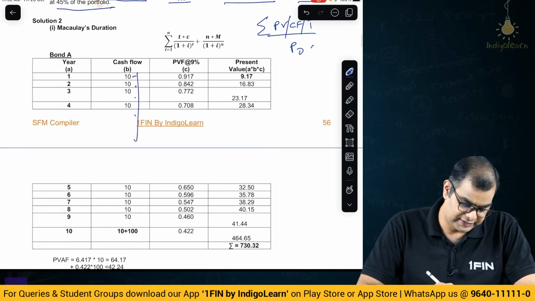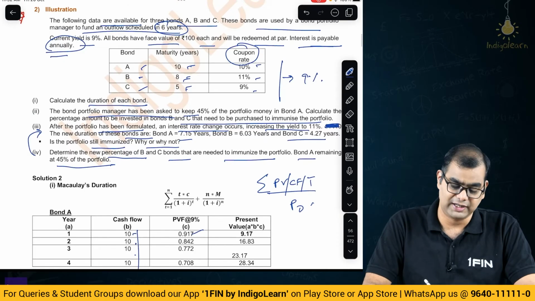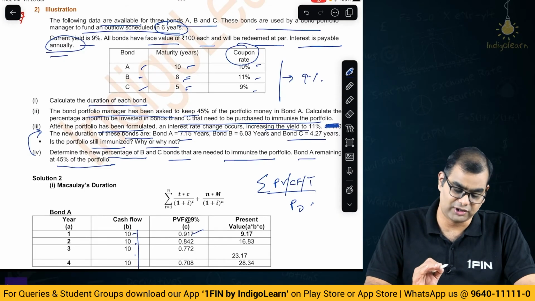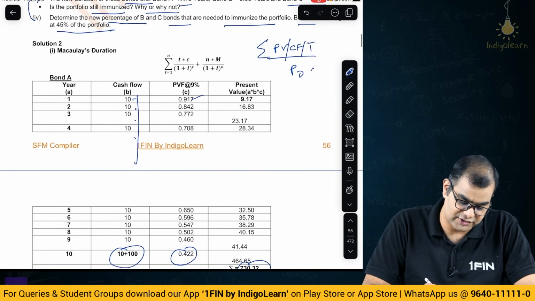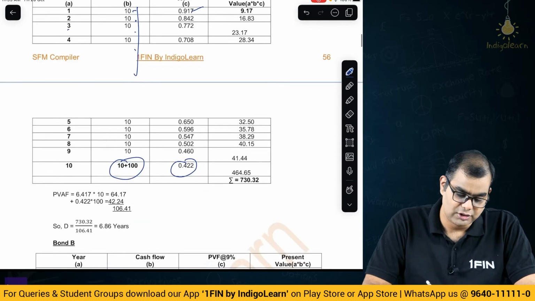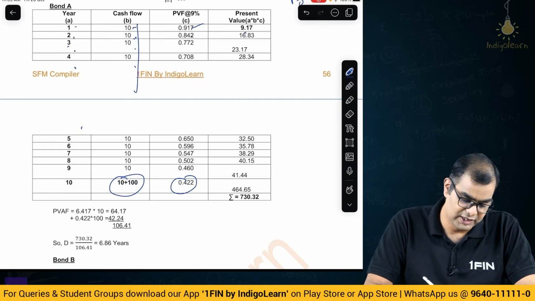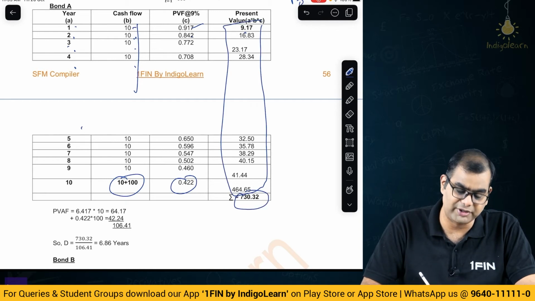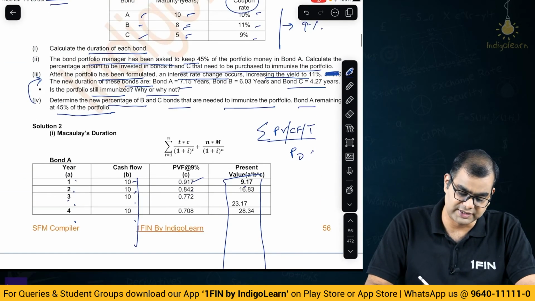So every year you have 10 and in the last year you have 110. You find out the present value at the current yield of 9%. The coupon rate is just for computing the coupon value. So you get the present value. Duration is present value, cash flow into time. So you multiply these two numbers, which is cash flow into present value factor. You also multiply with time, which is 1, 2, 3, 4, 5. Then you get this column. Whatever is in this last column, you sum it up, and you get 730 as a value.